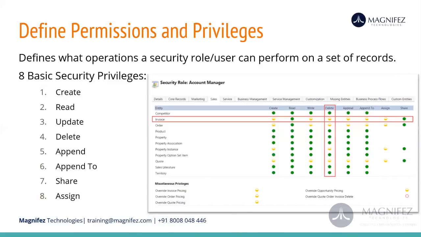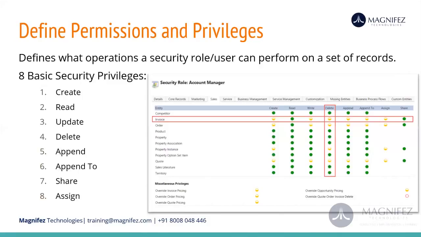This is predefined. We have 8 privileges: create, read, update, delete, append, append to, share, and assign. Apart from append and append to, you will be familiar with all of these, right? Very obvious. So these are the 8 privileges that you have. They define what operations a user can perform on a record. You can create, delete, update, share, assign. And append to will definitely be something new to some of you.